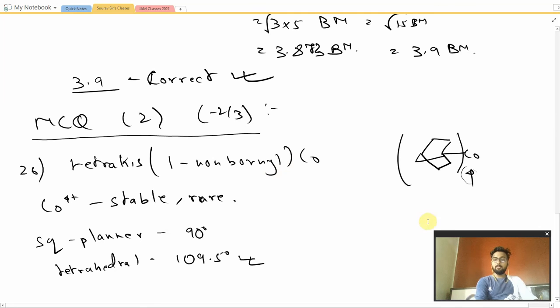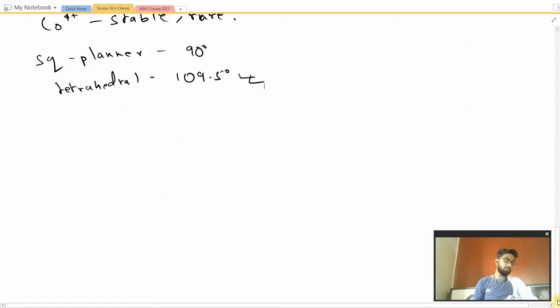Okay, so this is the one thing. Option A and B have tetrahedral, and option C and D have square planar. So we'll be cutting out option C and D. Those won't be the correct answer. Now for a tetrahedral geometry, let us draw the CFT diagram.